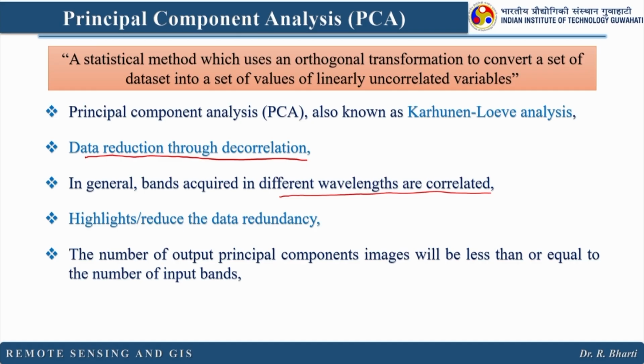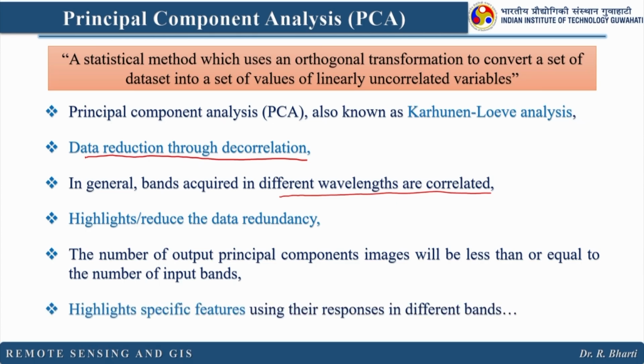The number of output principal component images will be less than or equal to the number of input bands. This is very important when you apply the principal component analysis technique on your image to find out the unique information. The number of output images can be less than or equal to your number of input bands. It cannot exceed the number of input bands. This is very important. We will see it.